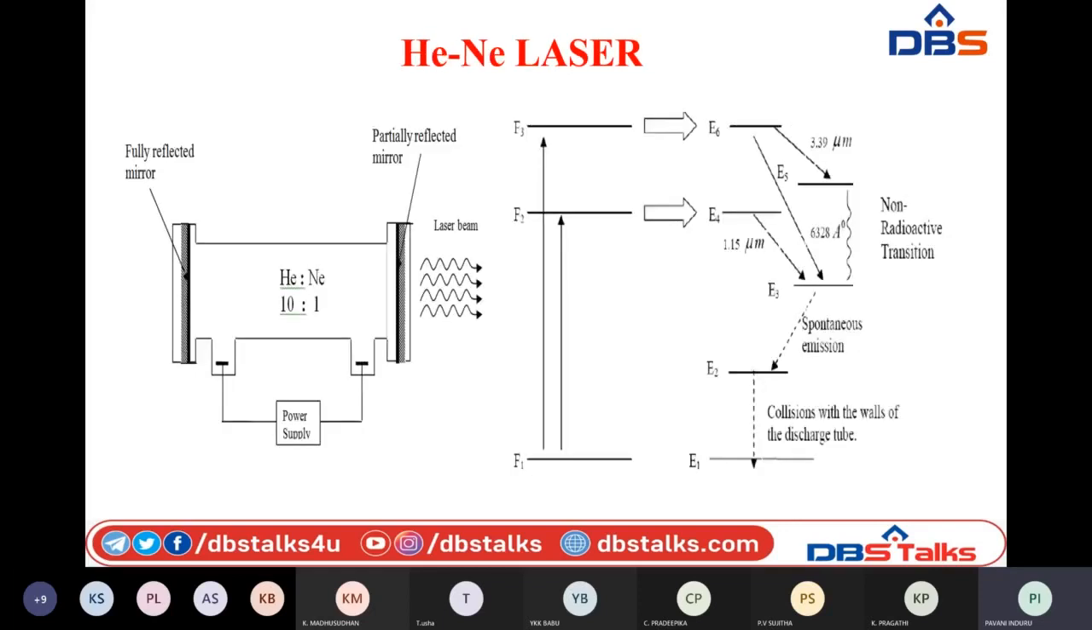Coming to the construction of the helium neon laser, this is the construction. In the middle we have a discharge tube in which we place the active medium in the ratio of 10:1. Helium molecules are 10, neon molecules are 1. At one end we have a fully reflecting mirror, at the other end a partially reflecting mirror. Now we connect the discharge tube to the 1000 volts electric source.